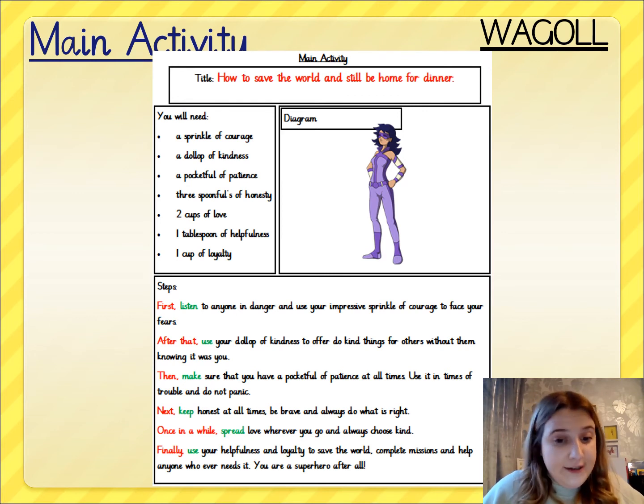Next, keep honest at all times, be brave and always do what is right. Once in a while, spread love wherever you go and always choose kind. Finally, use your helpfulness and loyalty to save the world, complete missions and help anyone who needs it. You are a superhero after all.